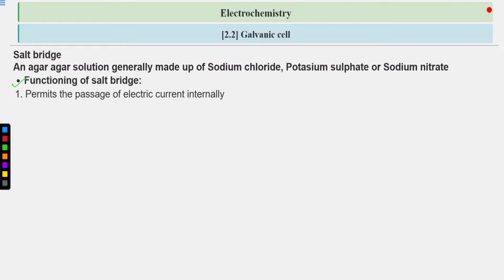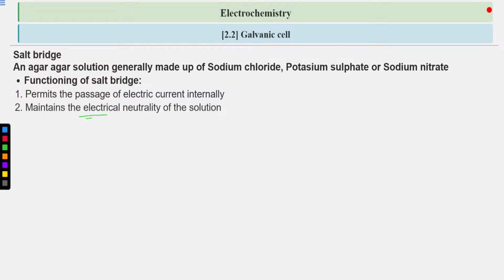Now, what is the functioning of the salt bridge? How does the salt bridge function in a cell? First of all, it permits the passage of electric current internally. If you talk about the circuit, it has two beakers connected with the salt bridge, and the two electrodes are connected through a wire externally, right? The current flows through this wire connecting our two electrodes, through the external circuit, not inside our solution. But the salt bridge permits the passage of electric current internally.